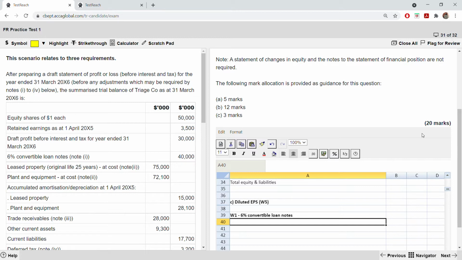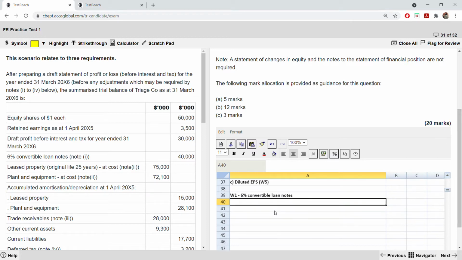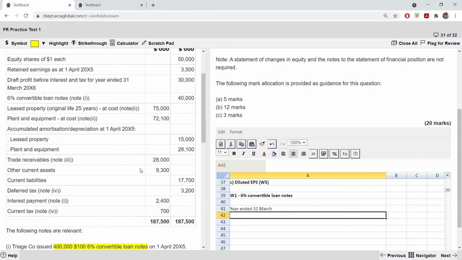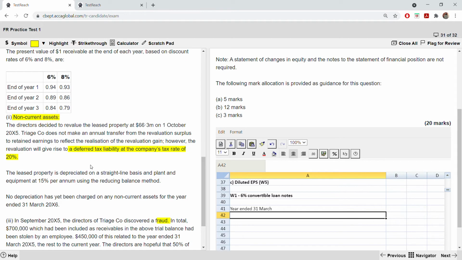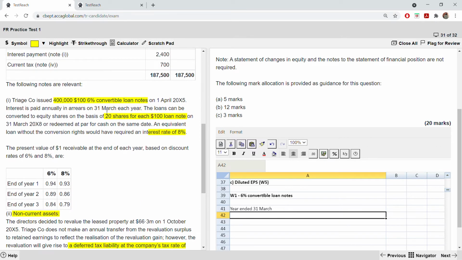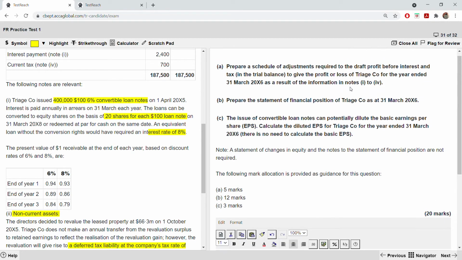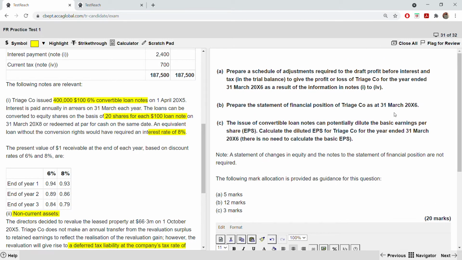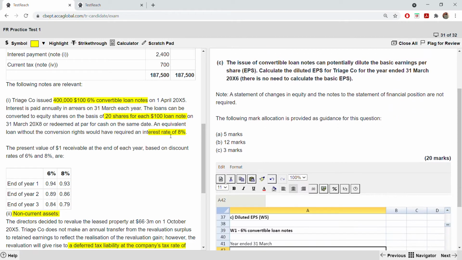When you are working like this, you need to start by leaving a space, then write year end 31st March. Keep note 1 in front of you. Whenever you are working on one part, let's say note 1, keep that note in front of you. This is for 31st March 2006. We are doing all the calculations.